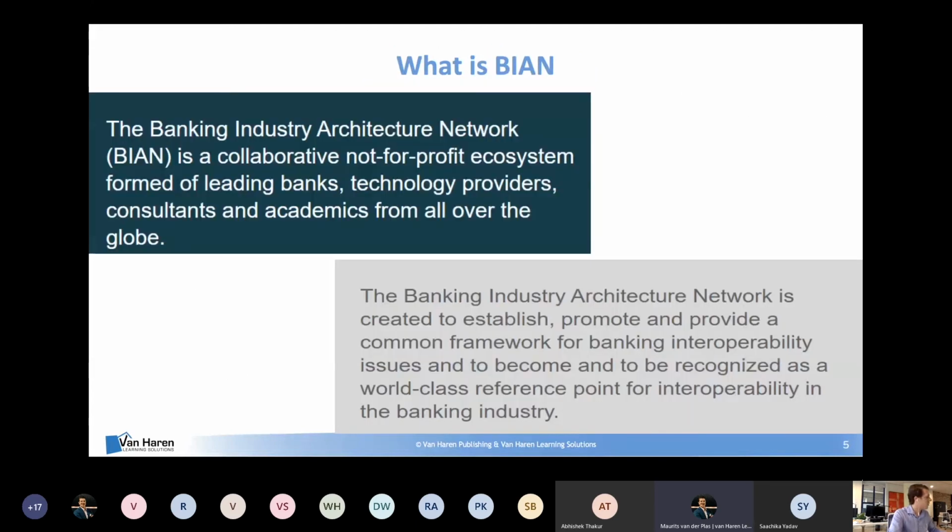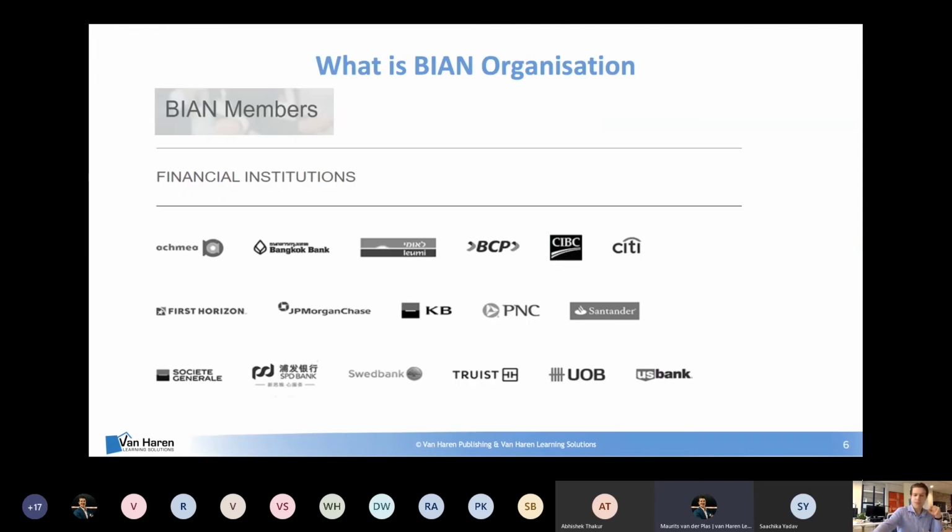Okay, then first up, what is BIAN? BIAN is the Banking Industry Architecture Network. BIAN is a collaborative, not-for-profit ecosystem of leading bank technology providers, consultants, and academic partners. The aim of BIAN is to establish, promote, and provide a common framework for banking interoperability. Probably most of you already know what BIAN is, but therefore a short intro.